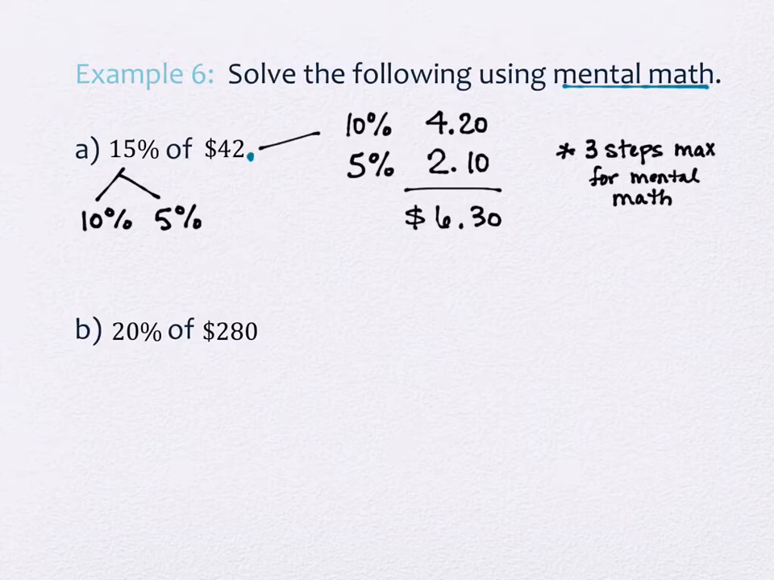Thinking about the last one that we did, how could I find 20% of $280? Yeah, I can do 10 and 10. And then I can add them the same way I did before. Or what else could I do?